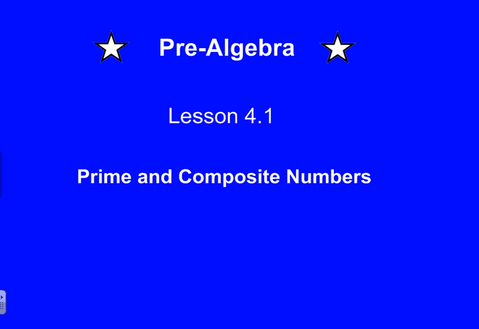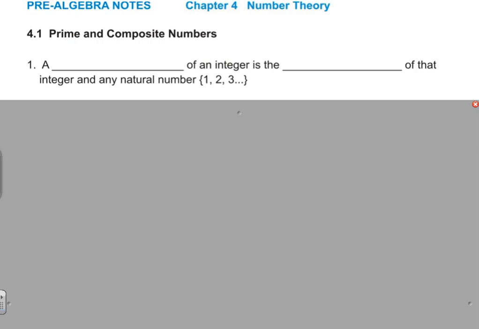All right, you found Pre-Algebra lesson 4.1, and we're ready to start chapter 4. We're going to start off with prime and composite numbers. So, talking about prime numbers and composite numbers. Okay? All right, so a couple things right off the bat.